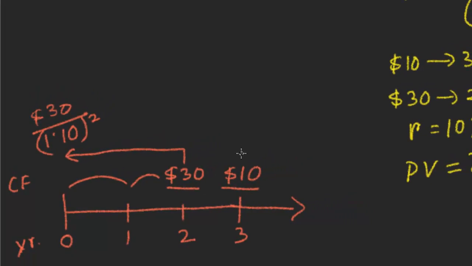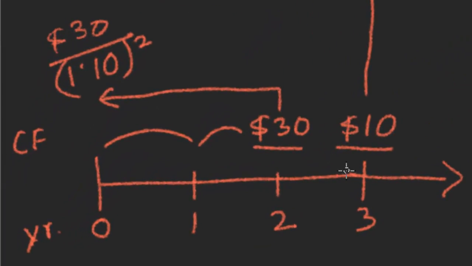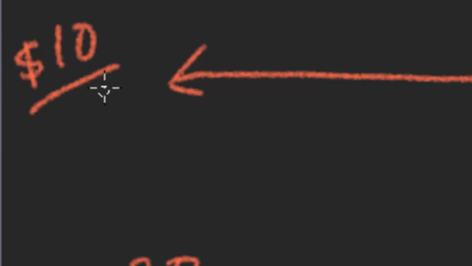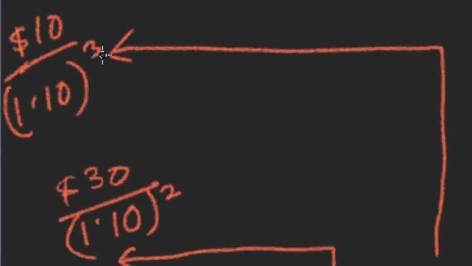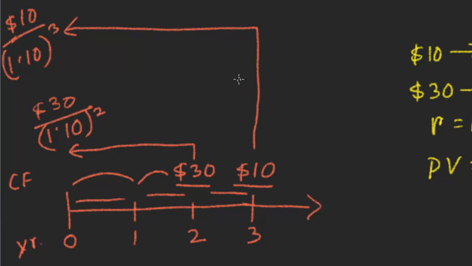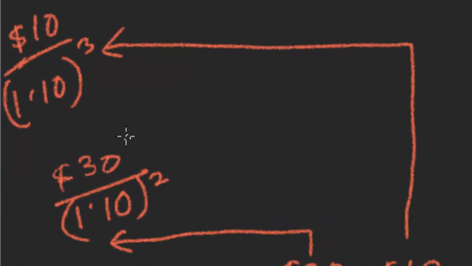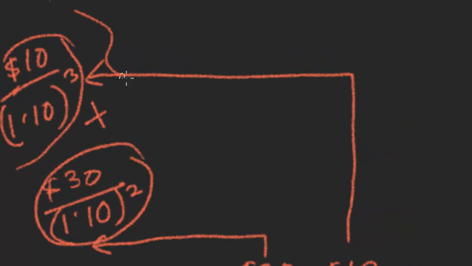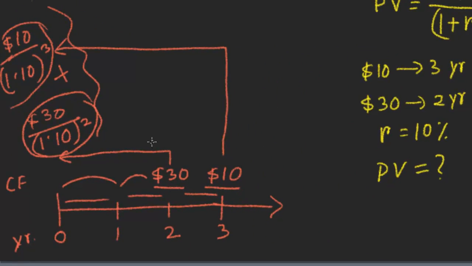Now again we have to find the present value of this $10 separately. How to find that? As you can see, this $10 is 3 years away from now, in the future. So the present value will be $10 over 1.10 to the power 3, because the $10 will come after 3 years from now. Now if we find the value of this amount and this amount and add these two, then we can find the total present value of the whole set of multiple cash flows.